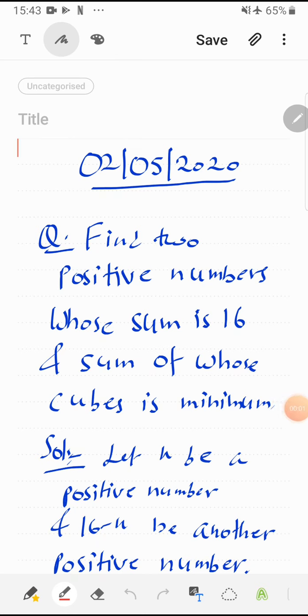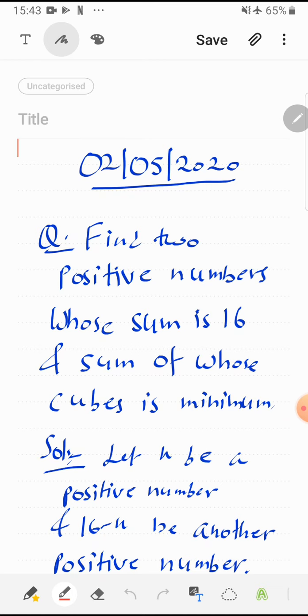Hello students, today we are going to discuss applied maxima and minima problems. So let us start with the first question. Find two positive numbers whose sum is 16 and sum of whose cubes is minimum.